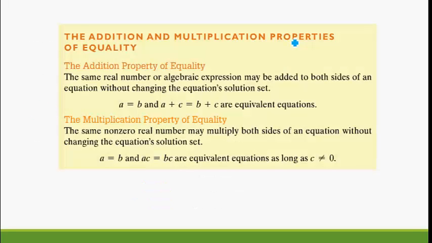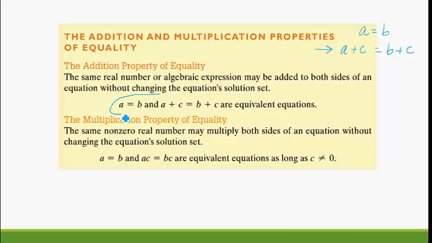Alright, so the first thing we need to know are the addition and multiplication properties of equality. The addition property of equality says that the same real number or algebraic expression may be added to both sides of an equation without changing the equation's solution set. So they show you here that we have a equals b, and if we add c to this side, we must add c to this side to keep our equation balanced, for lack of a better word.